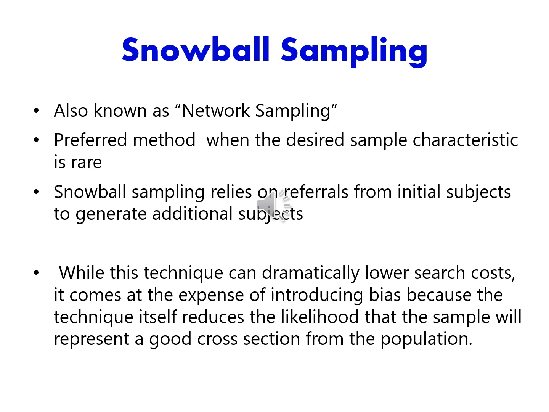And while this technique can dramatically lower search cost, it comes at the expense of introducing bias, because the technique itself reduces the likelihood that the sample will include a good cross-section of the population. For example, a commercial sex worker working in DHA Karachi may not be able to introduce you to sex workers working in other parts of the population, but she may connect you to other sex workers working in her own area only.